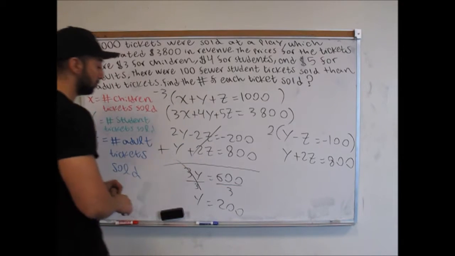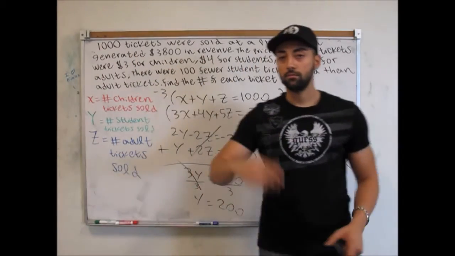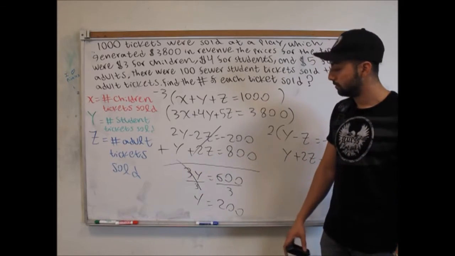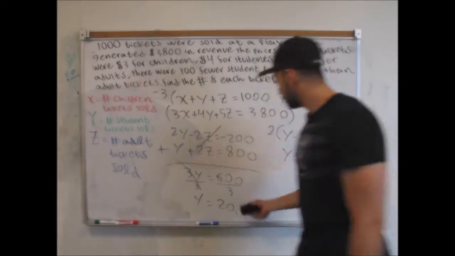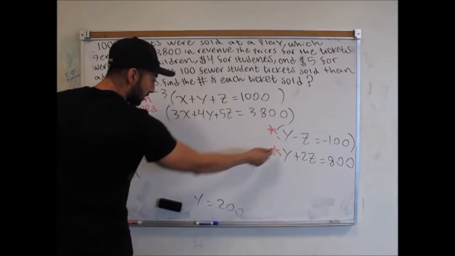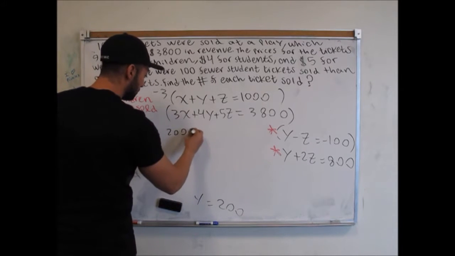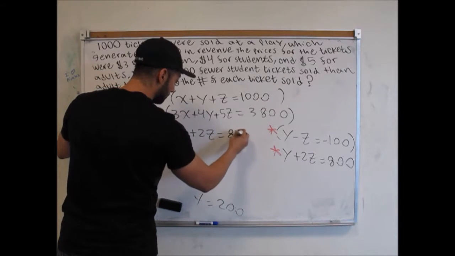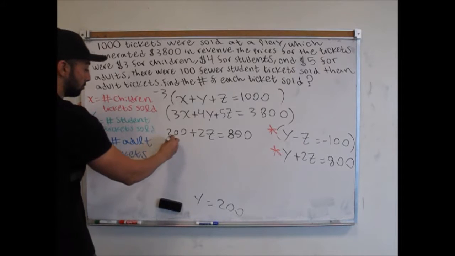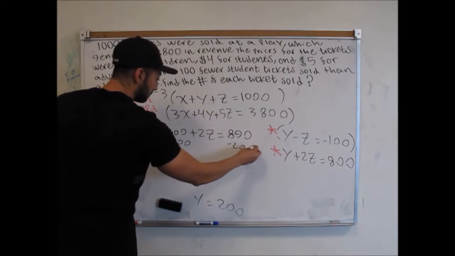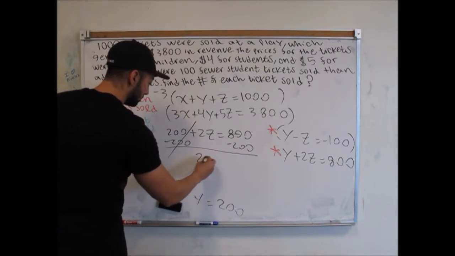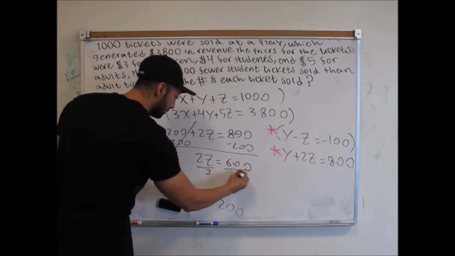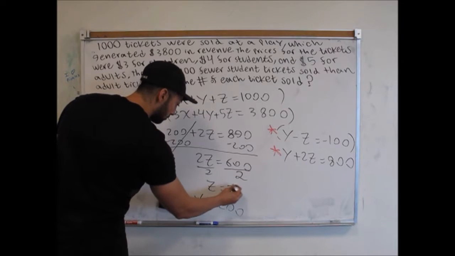Okay, so we got our first variable, and once you get your first variable, it's game over. It's just back substituting into all the other equations we had to get the other variables. So y equals 200. Go with this one. So y is 200, so we get 200 plus 2z equals 800. Solving for z, you got to subtract the 200 first. So then you get 2z is equal to 600. Dividing the 2 over, you get that z is equal to 300.